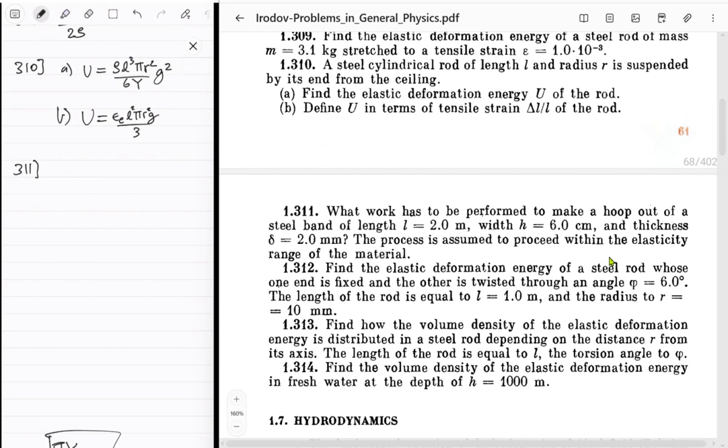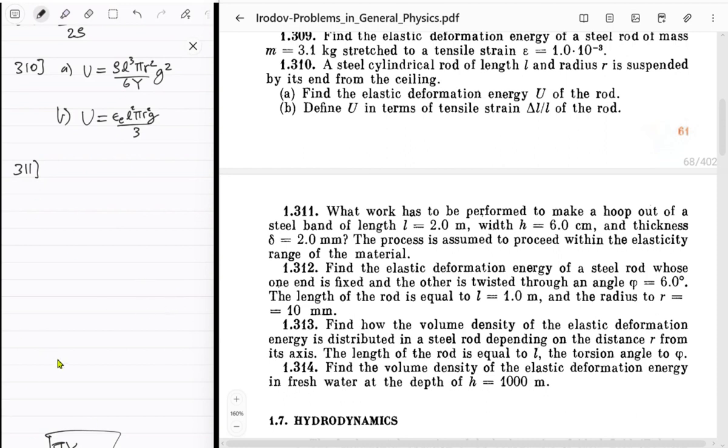Once again, what is the symbol for it? Wait, it's a steel band. So then where was the steel rod? Did I just... Steel band, right? It's not a steel rod. Where did I read steel rod? Oh, 312 has a steel rod. And this is actually a steel band. So there was no need for this thing.